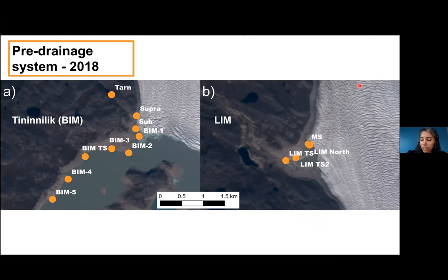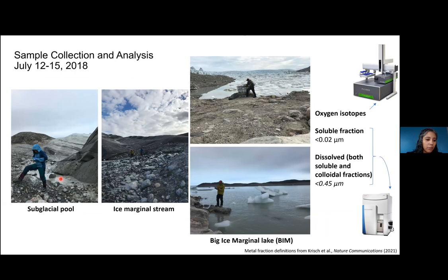As I mentioned, I don't have much time, so I might go through some of these slides a little bit faster. We collected a bunch of samples in this pre-drainage system, looking at not only lake samples along the shore, but also collecting some source samples as well. These are just a couple of pictures of what they look like. We have this subglacial pool here, which is where we think the primary drainage is. We have this ice-marginal stream, so high water-rock interaction, and here's a picture of that lake. We collected samples for water isotopes to look at water source, and then we also looked at the soluble and dissolved fractions of metals.